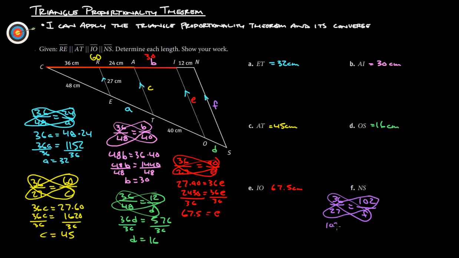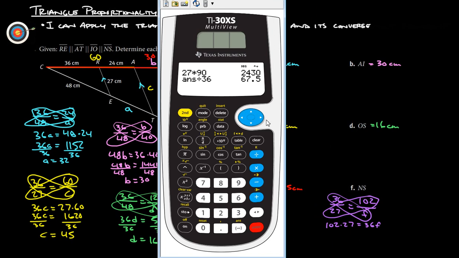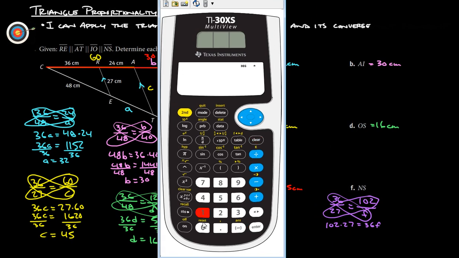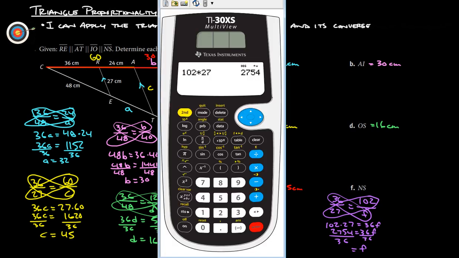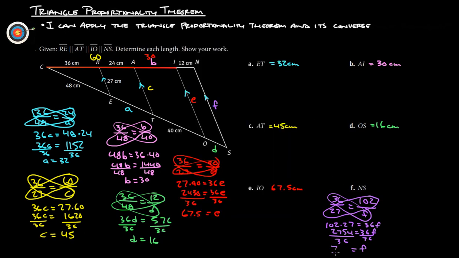So we got 102 times 27 equals 36F. 102 times 27 equals 2754 equals 36F. Divided by 36. And we get that F is going to equal 76.5. So NS is 76.5 centimeters.